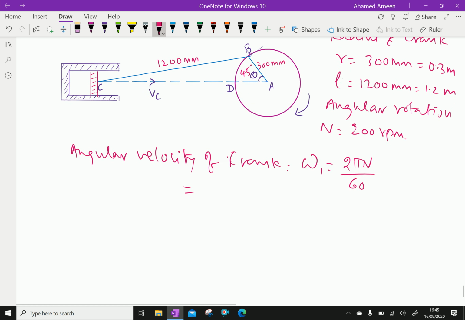Equal 2 pi n, n is 200, over 60, which is equal 2 into 3.14 into 200 divided by 60, equal 20.933 radian per second.